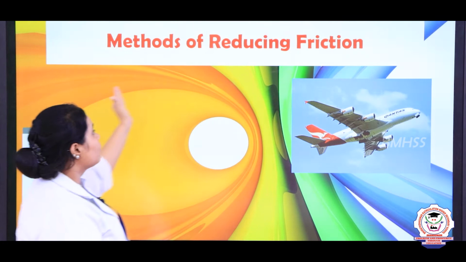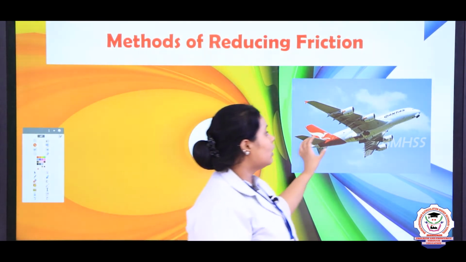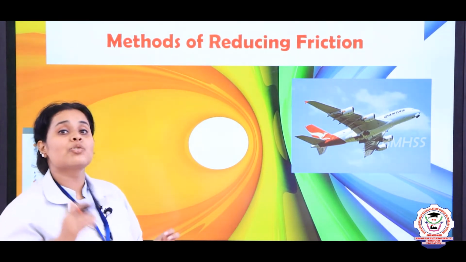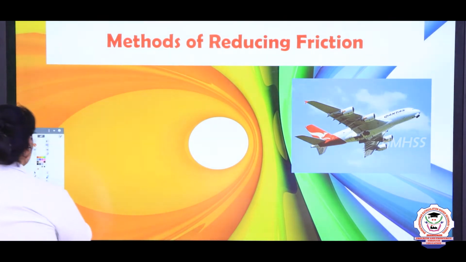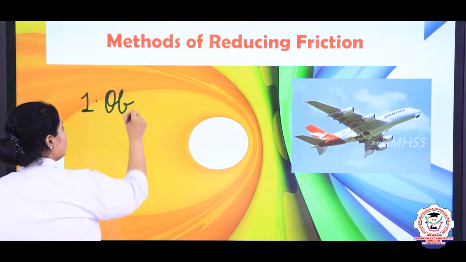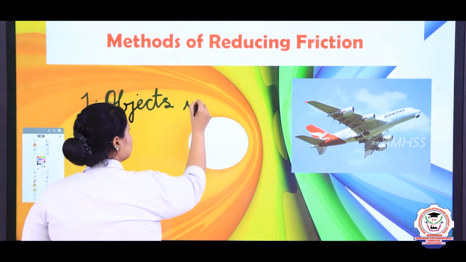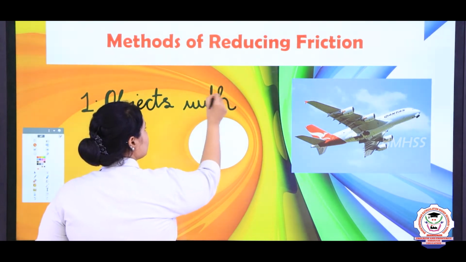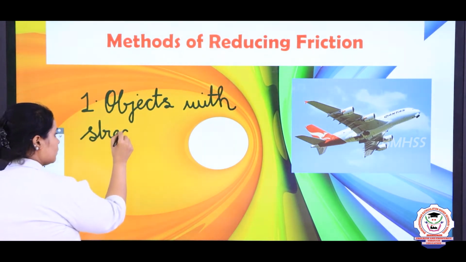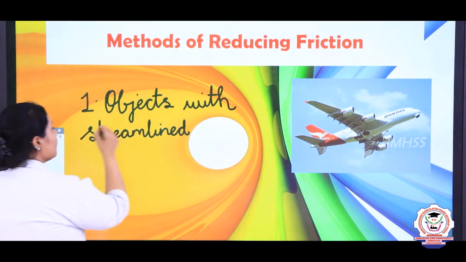Now let's see how you can reduce the friction. The first one is that you should have a tail or a shape. That shape is known as a streamline shape. What is it known as? First one is objects with streamlined shape.